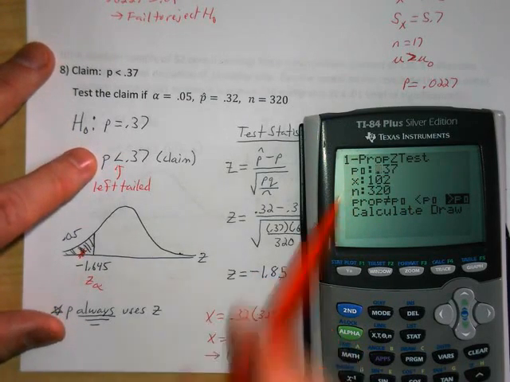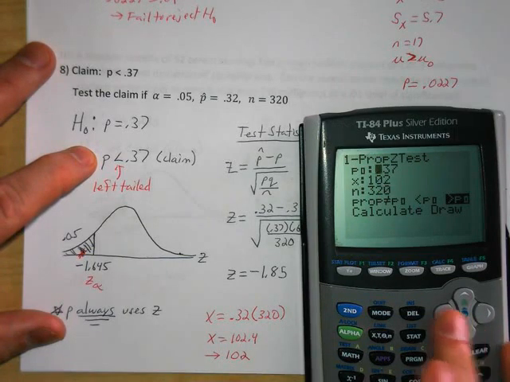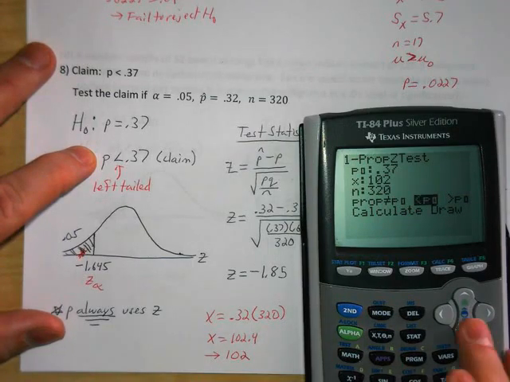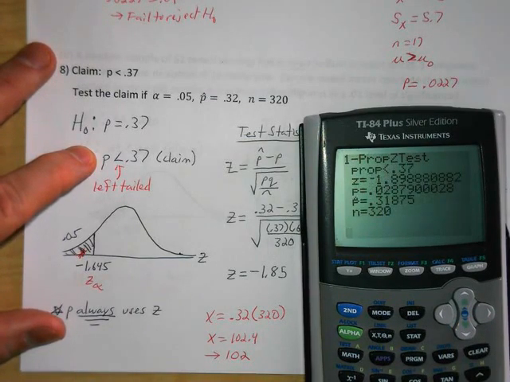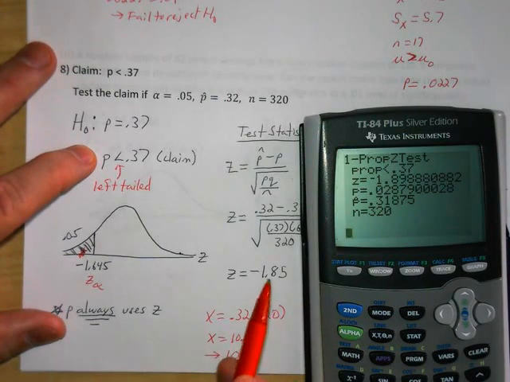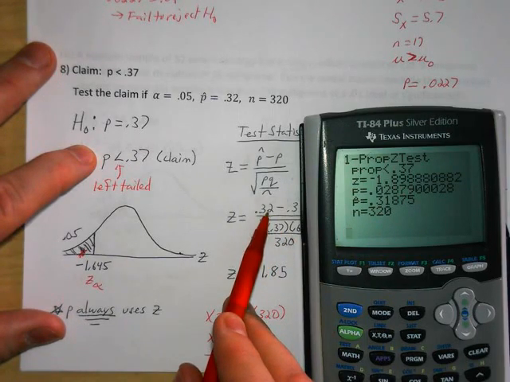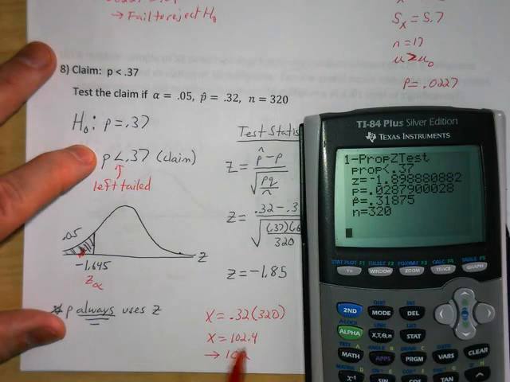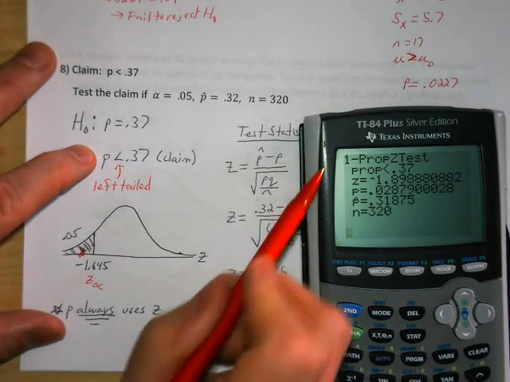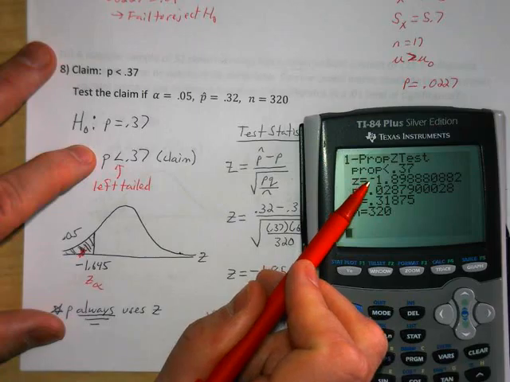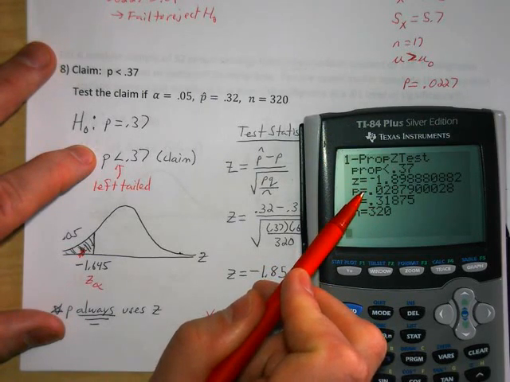And then p is less than p naught. If we calculate that, it'll give us the same kind of thing. Our z-score is negative 1.98. Now notice that's a little different than this because we didn't round anything up here. We used the exact value of 0.32. That happened because we had a decimal here for x. We can't put a decimal in for x. We'd have to put 102 or 103. Whichever one you put in is going to result in a slightly different z-score here and a slightly different p-value.